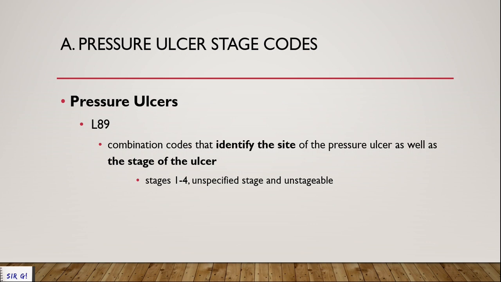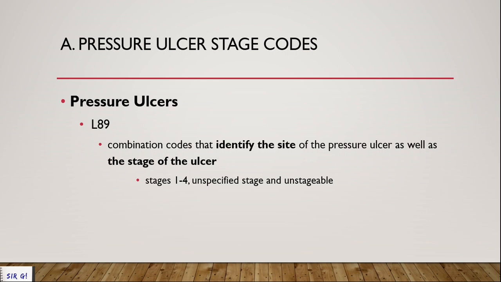Now, since your pressure ulcers happen in bony prominent areas, we use combination codes that identify the site. When we are coding pressure ulcer, we need to know the site of the pressure ulcer as well as the stage of the pressure ulcer. So there are two things that we need to consider when coding your pressure ulcer. Remember, you need to know the site or the bony prominent site and the stage of your pressure ulcer. Your stages of pressure ulcer: you have stage 1, stage 2, stage 3, and stage 4.